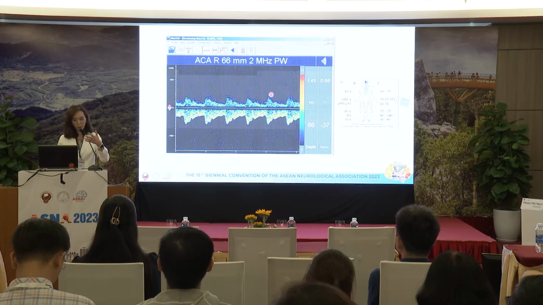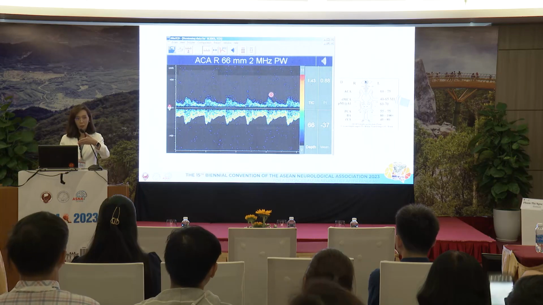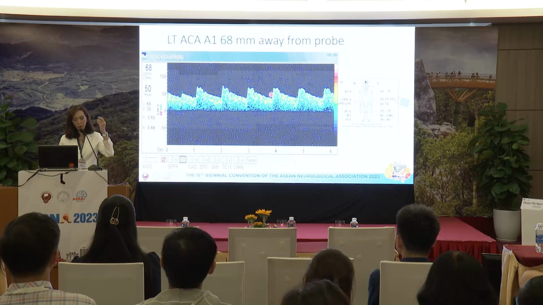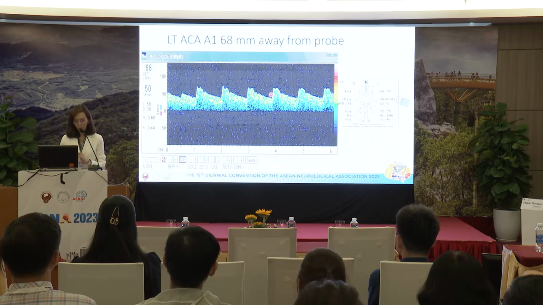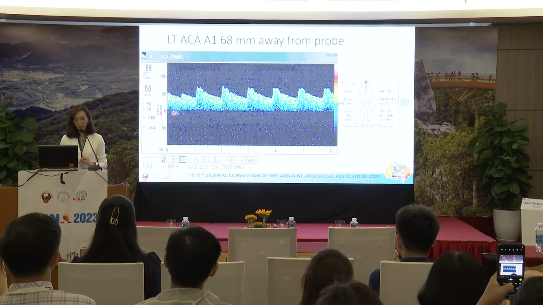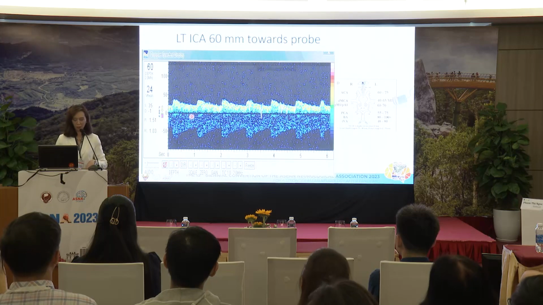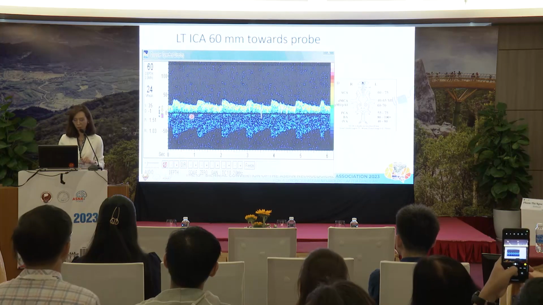And if you go deeper, you get ACA and MCA together. And then you tilt the probe a little bit to the front, you'll find the ACA, which is going away from the probe. You can see that this is above the line, but the signal over here shows that it's going away from the probe. It's a little confusing, but you'll do it during the hands-on.